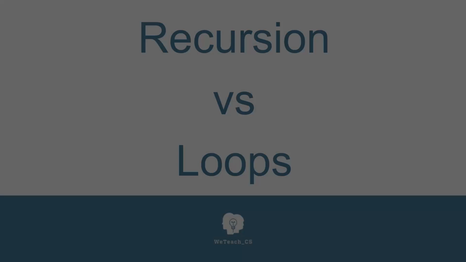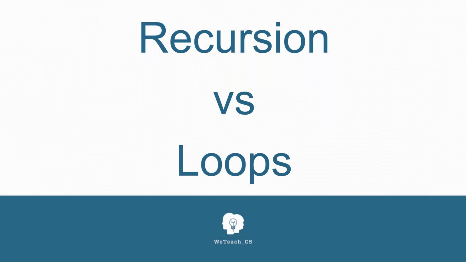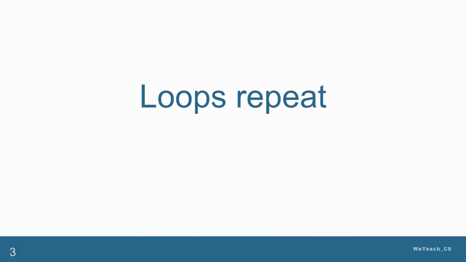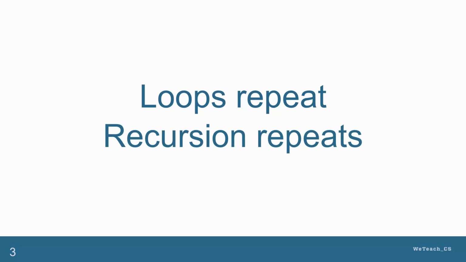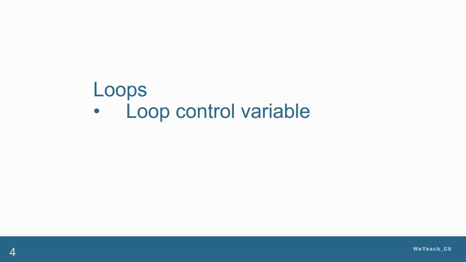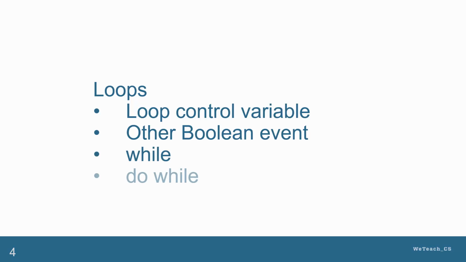Let's talk about some similarities and differences between the use of recursion and loops. Both repeat things in a program, just in different ways. Loops generally use control variables, but sometimes use other Boolean events to eventually stop the process. The three main loop structures common to most languages are the while, do while, and for.